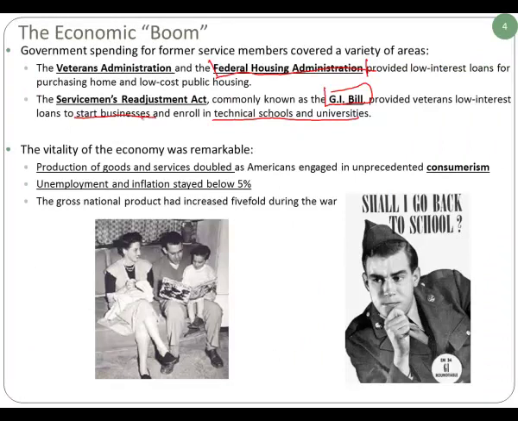Vitality of the economy, remarkable. Now that means the strength and the rate at which it's growing is what we have there. Production of goods and services doubled as we engage in consumerism. Now what does that mean? Consumerism. Like buying. Buying a lot of stuff, but what kind of stuff are we buying? Luxuries, like luxury items. Very good.